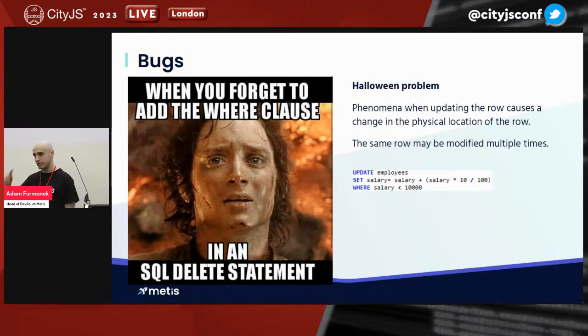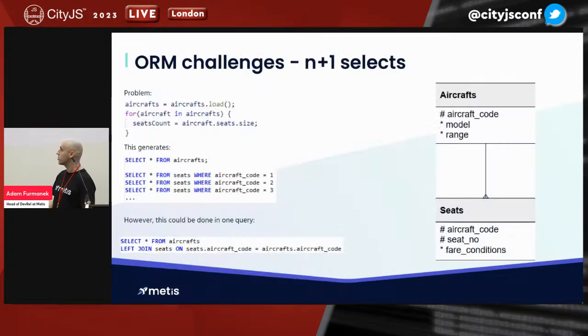You may have problems like Halloween that actually makes your database calculate things incorrectly. You need to figure that out before going to production. Otherwise, you risk losing and breaking your data overall. On top of that, we also have problems with ORMs itself.